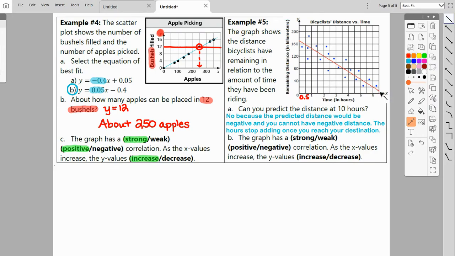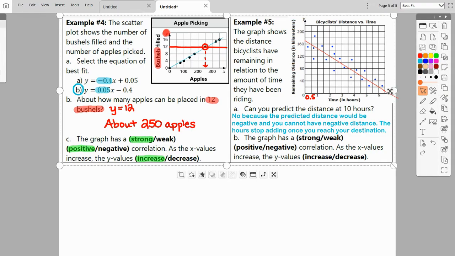But as you see, if I connected a straight line from that line, I would be trending towards negative distance. And because 10 hours would be way out here per se, and that would be talking about a negative distance, I cannot have that as a prediction. So my answer is no, because the predicted distance would be negative and we can never have negative distance. The biggest thing too is think about the problem. You are counting the hours towards your destination. Once you hit your destination, you stop counting the hours.